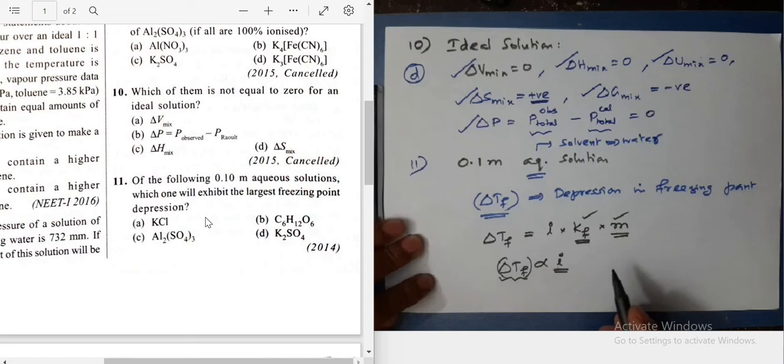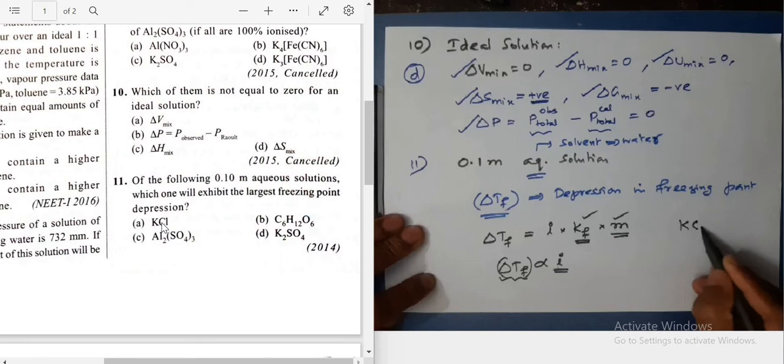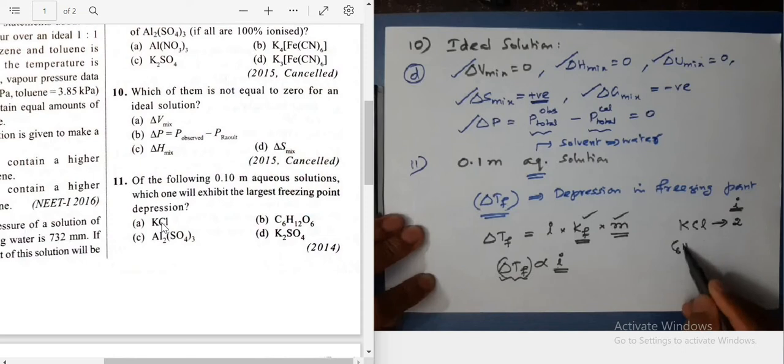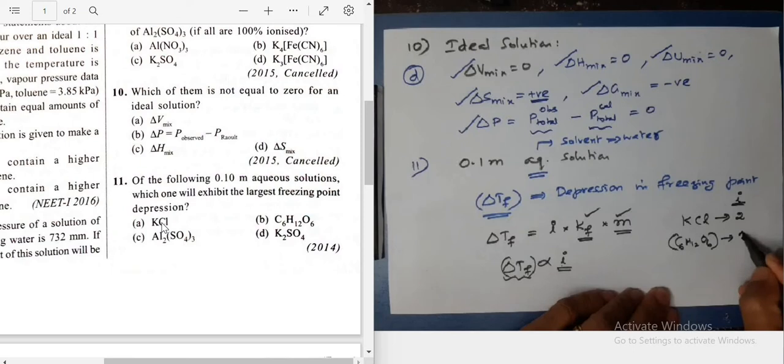So in option A it is given potassium chloride. For potassium chloride you will get two ions, potassium ion and chloride ion. Therefore Van't Hoff factor is 2 for potassium chloride. Then in option B, C6H12O6 is given. It may be glucose or fructose. It is a non-electrolyte. Glucose, fructose, sucrose, these are all non-electrolytes. For non-electrolyte, Van't Hoff factor is 1.